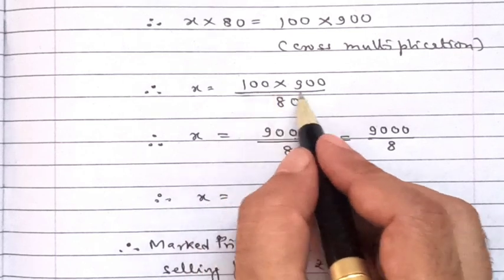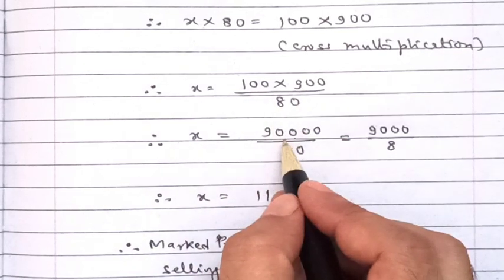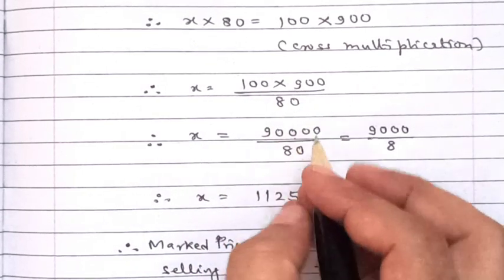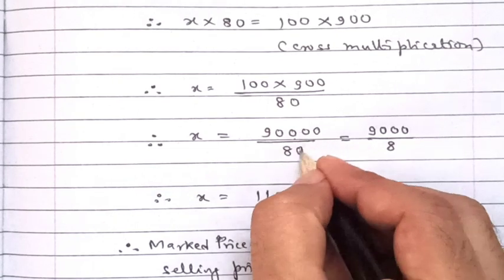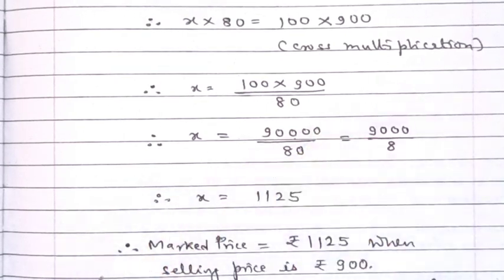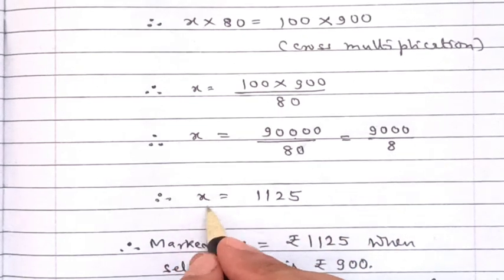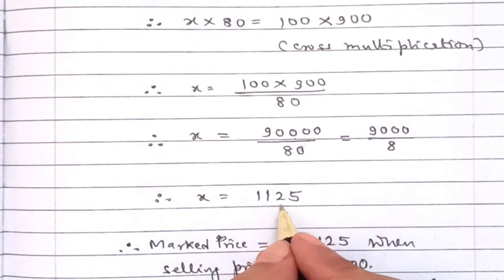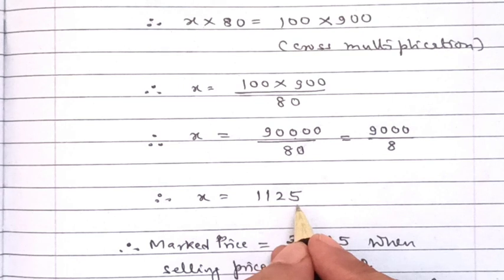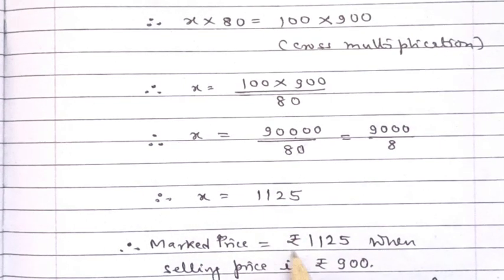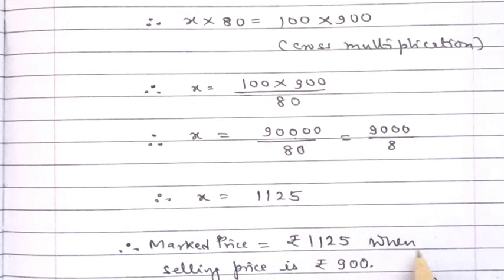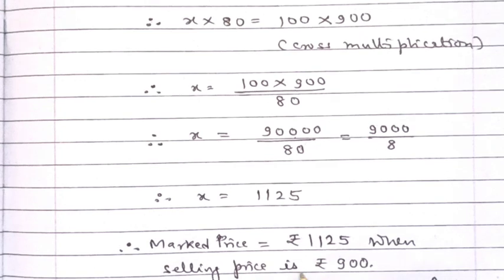When you multiply 100 into 900, you get 90,000 and this 80. 0 cancels with other 0. So you will be getting 9,000 upon 8. So your answer will be x is equal to 1,125. But what is your x? X is your mark price. So write mark price is equal to 1,125 when selling price is rupees 900.